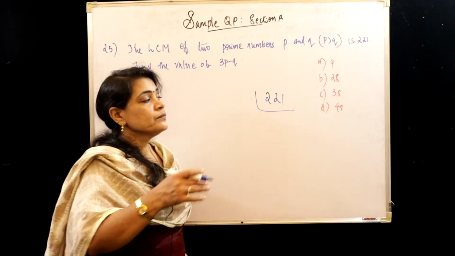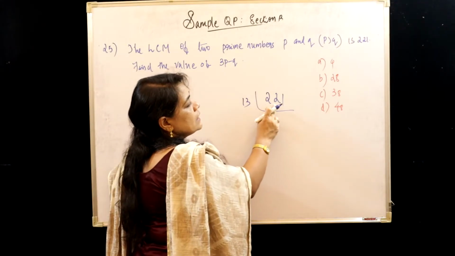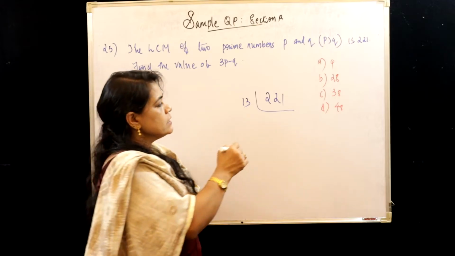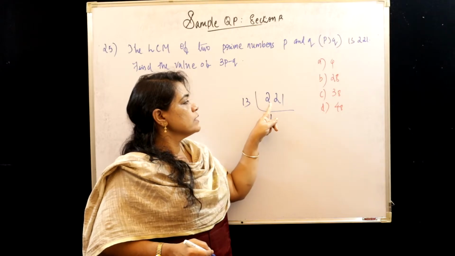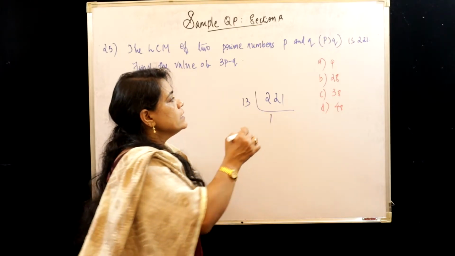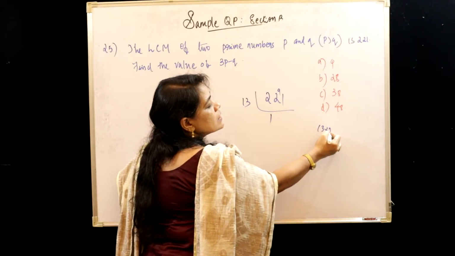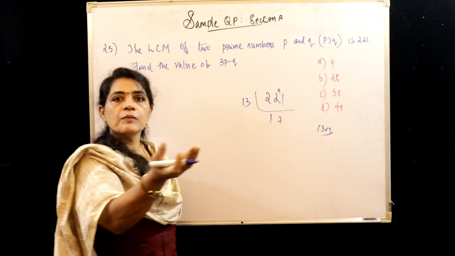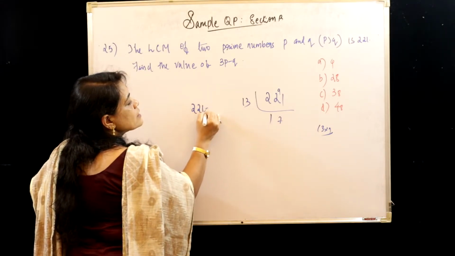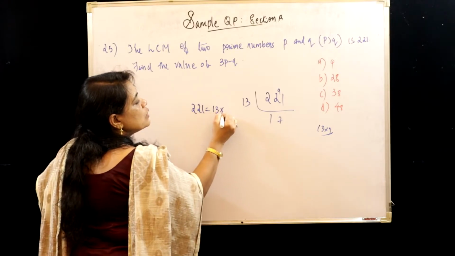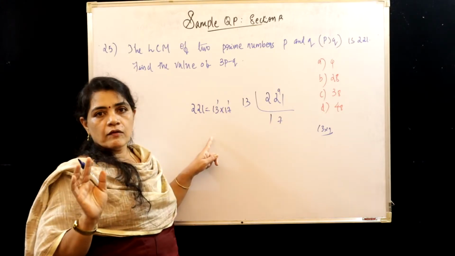Let us see 13. If you take 13, 13 into 1 is 13, and we are going to check whether it is okay or not. Then after 13 we will have 9, so 91. So 13 into 7 is 91. So 17 also, both are prime. That means we can express 221 as a product of 13 into 17, 13 to the power 1 and 17 to the power 1.